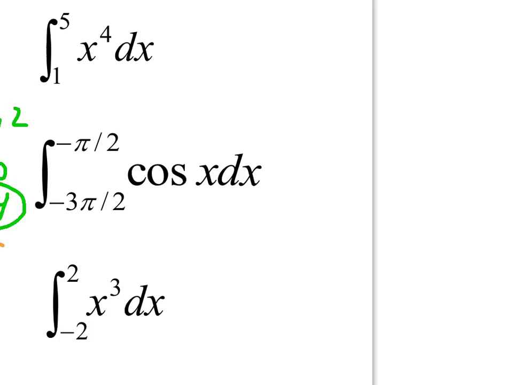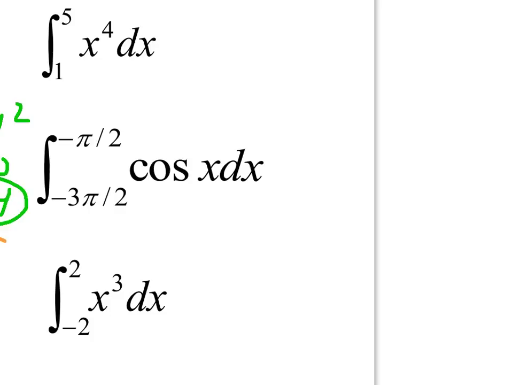Okay, so a couple more examples. Antiderivative of x to the 4th is equal to 1/5 x to the 5th, evaluated from 1 to 5. That's usually how you say that. Again, that evaluation symbol acknowledges the plus c is supposed to be there, but it will also cancel when I subtract the upper bound minus the lower bound.